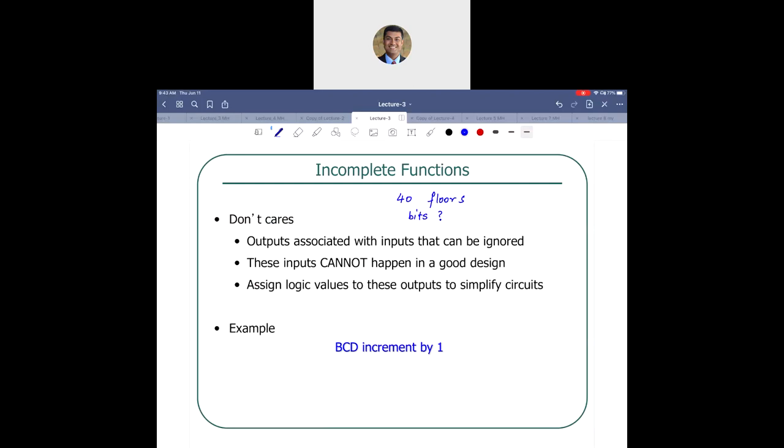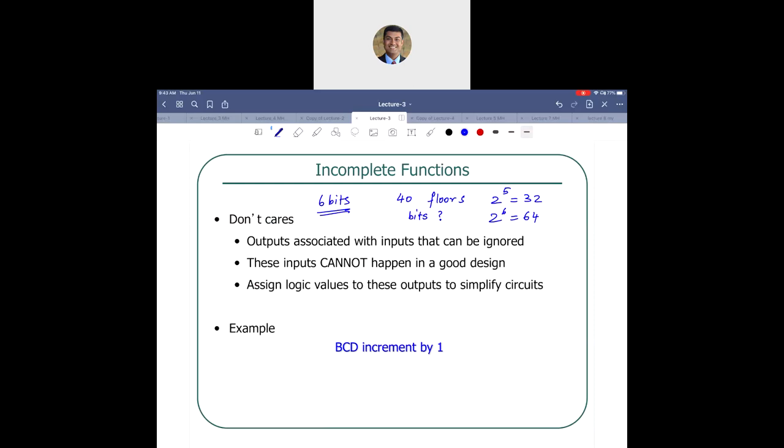So there is an answer of 6. There's also an answer of 7. So here, 2 raised to 5 is 32. 2 raised to 6 is 64. Yes, so we would at least need 6 bits to identify 40 floors, because with 5 bits you can identify 32 floors. So we will need one more. But when you go to 6 bits, you can identify 64 floors, but you only have 40 floors.